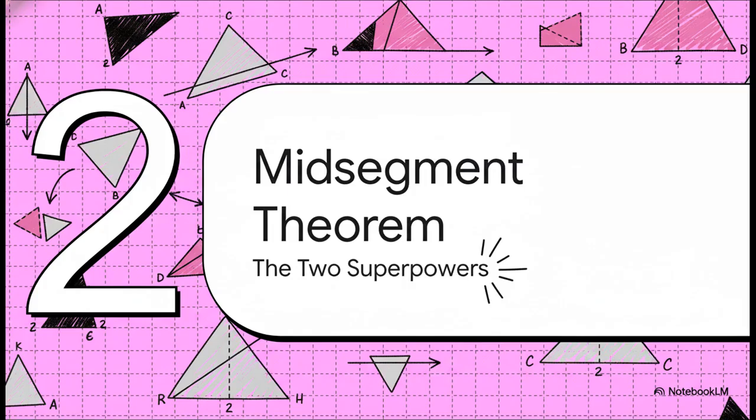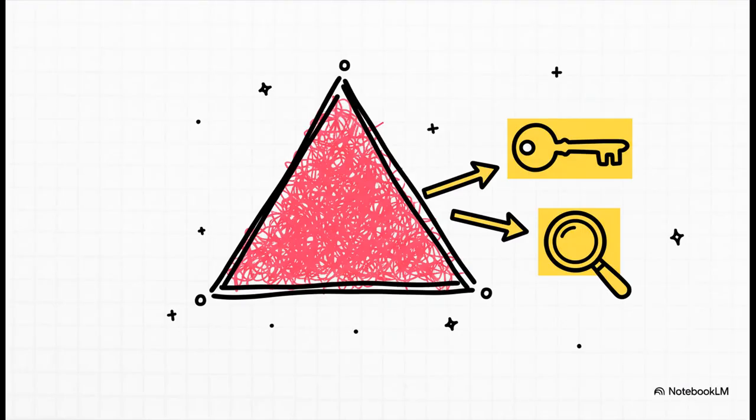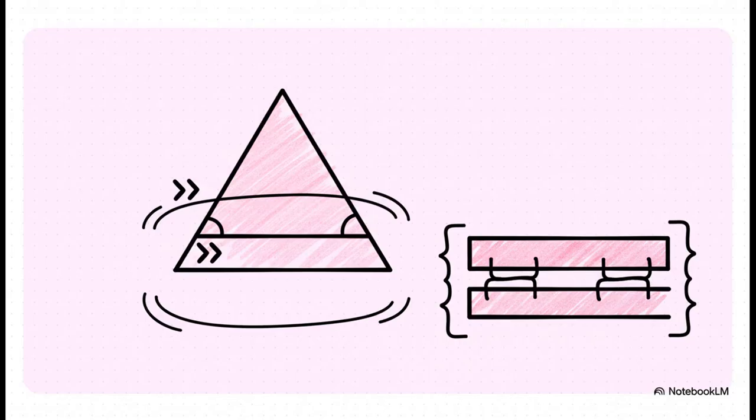Okay, so now that we know what a midsegment is, it's time to talk about what makes it so special. It has these two, let's call them superpowers. And officially, these powers are all wrapped up in what's known as the triangle midsegment theorem. This theorem is what makes the midsegment such a game changer. It's a guarantee. It tells us that two specific things will be true about this line every single time. No exceptions. And these two facts are the real key to unlocking its power. So what are these two superpowers?